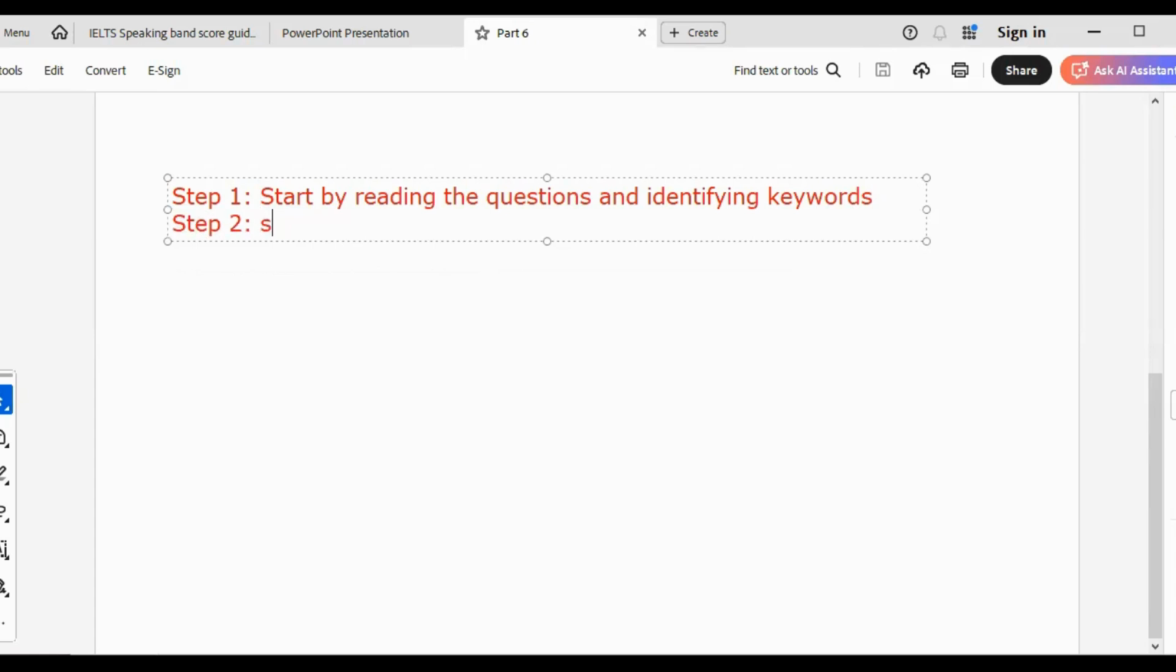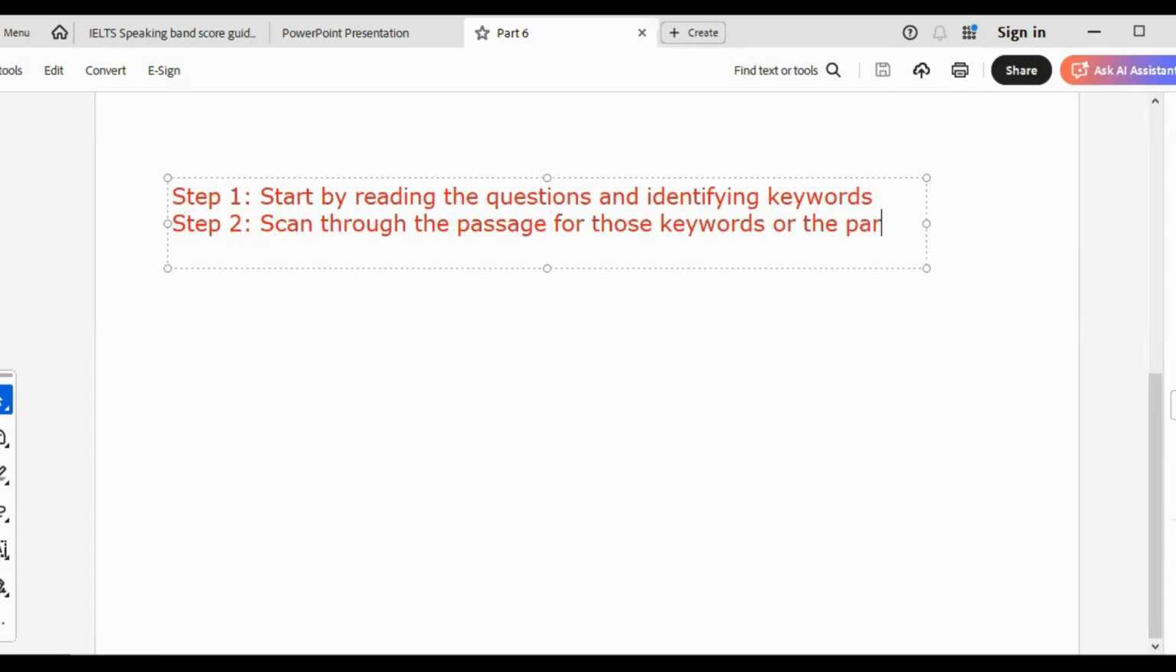Scan through the passage for those keywords. I will scan through the passage for those keywords or the paraphrases of those keywords. And then step 3 is what?